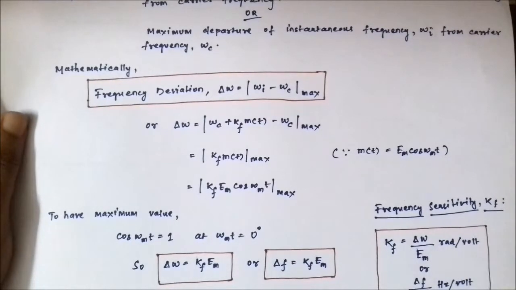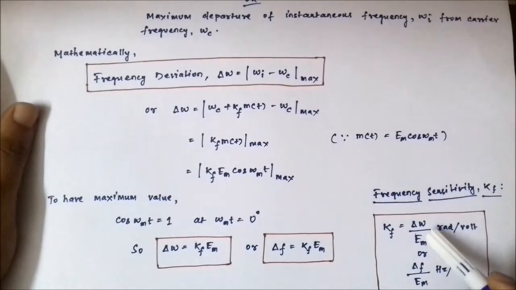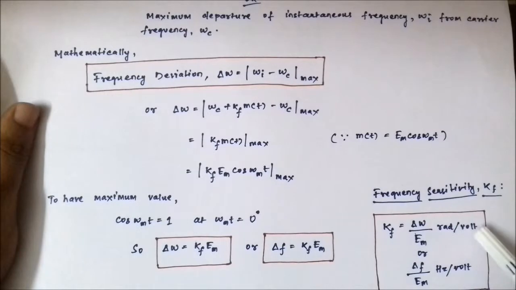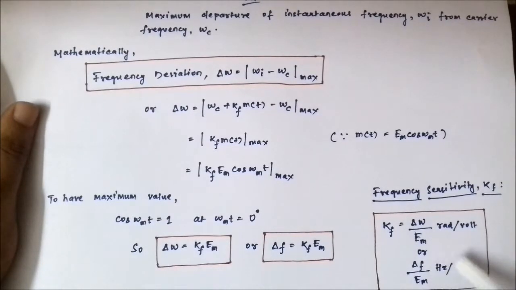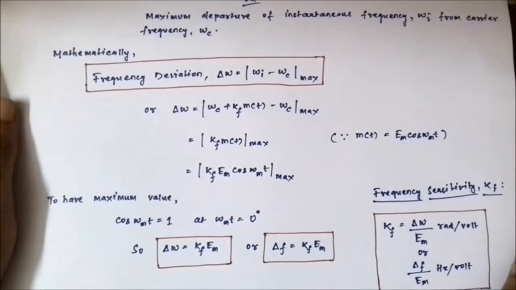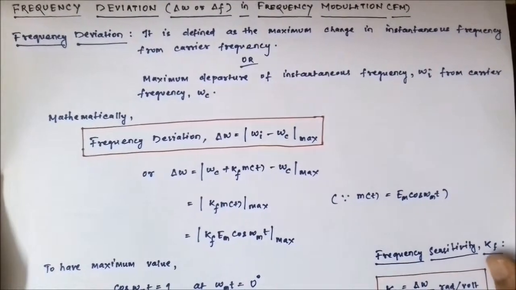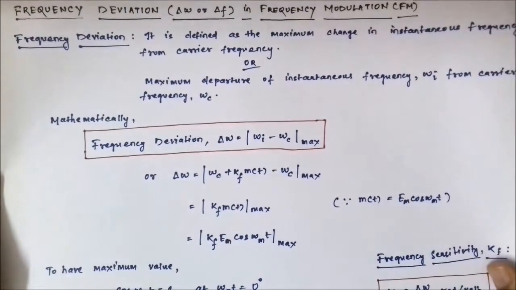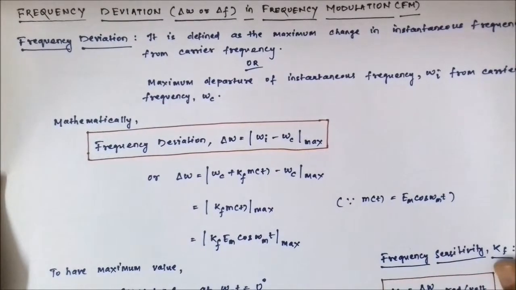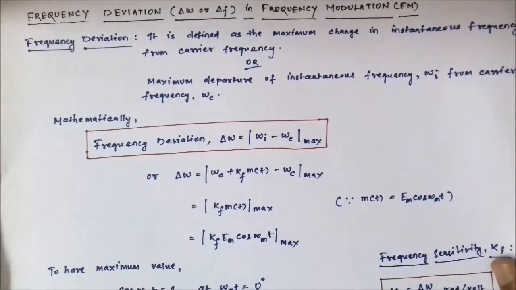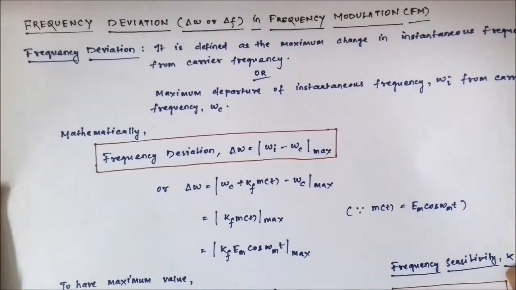Now the proportionality factor can be expressed in two ways. That is delta omega by Em when omega is taken in radians, the unit is radian per volt, and when it is taken in hertz, it is given by delta f by Em, hertz per volt. So this is the concept of frequency deviation, which is the maximum change in the carrier frequency because of the message signal.